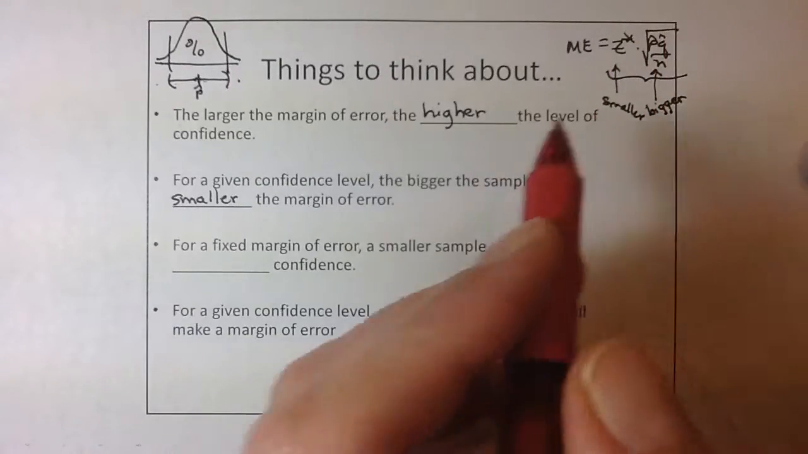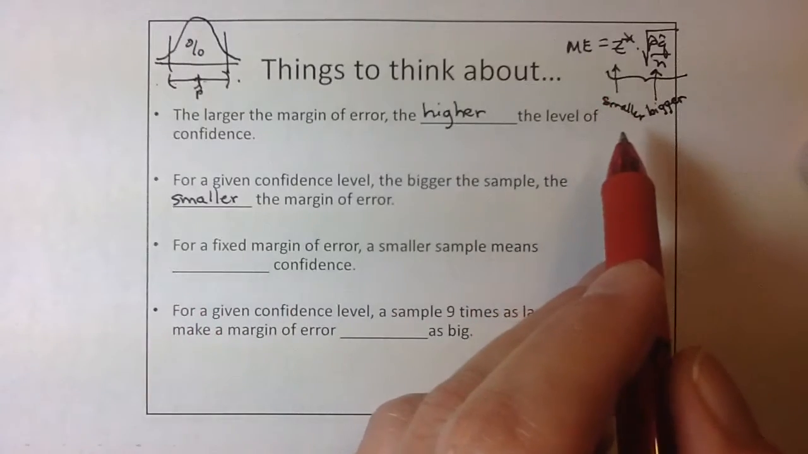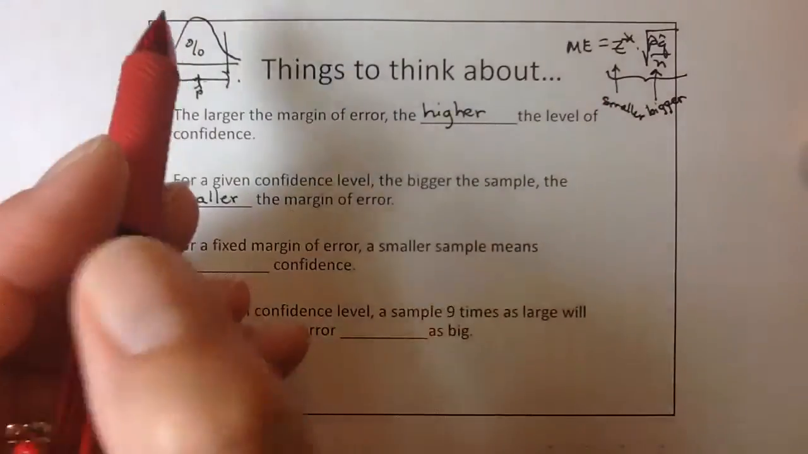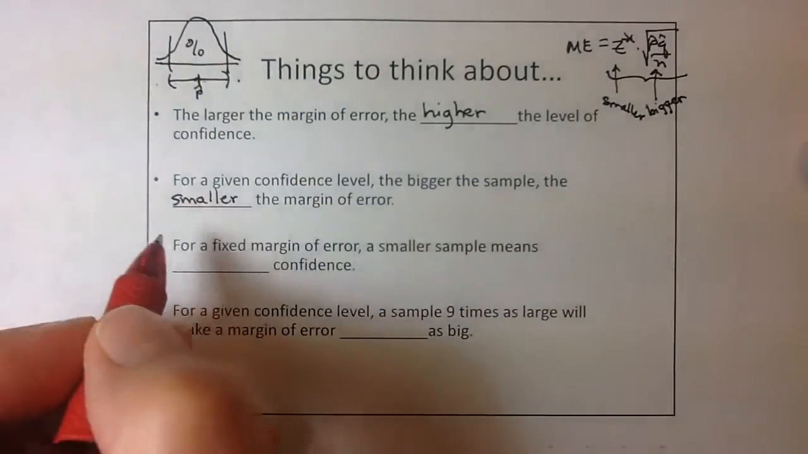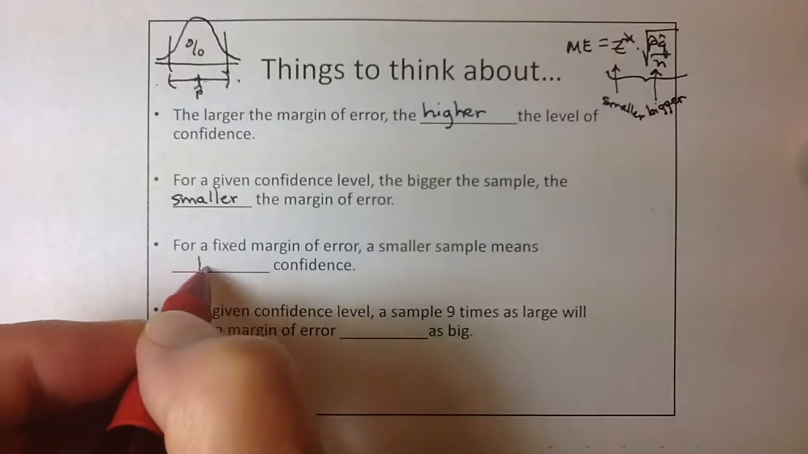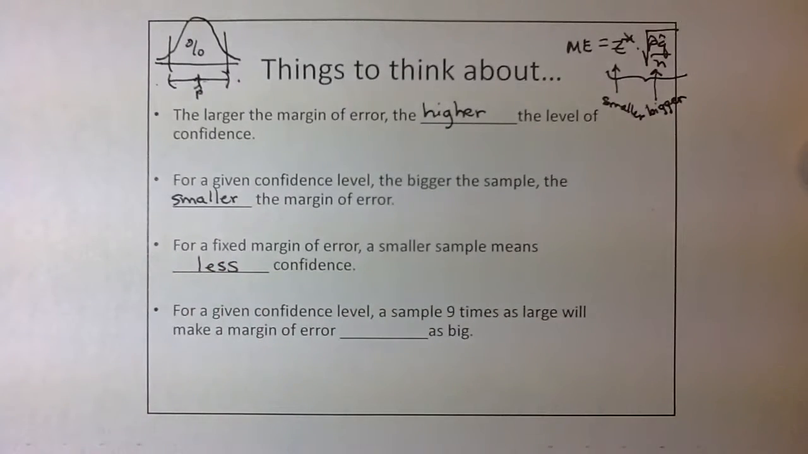So a smaller Z star means that we have a less wide area under the curve, which means we have less confidence. If you think of the big picture, the more people or things you sample, the more sure you are that your population parameter estimate is going to be good. So if we lower our sample, then we're going to have less confidence. We're going to be less sure about what our results are going to show us.